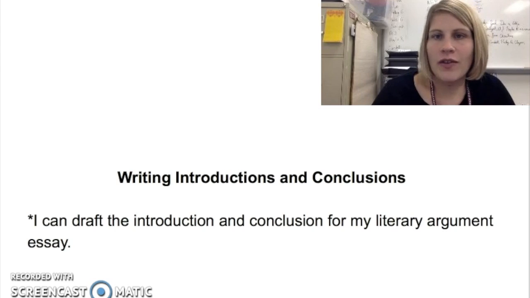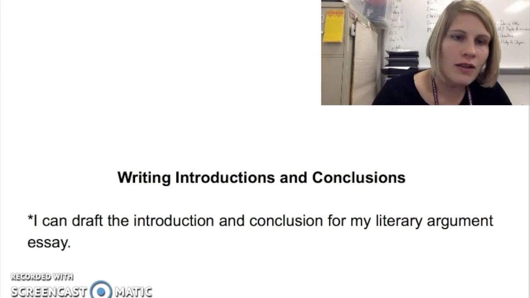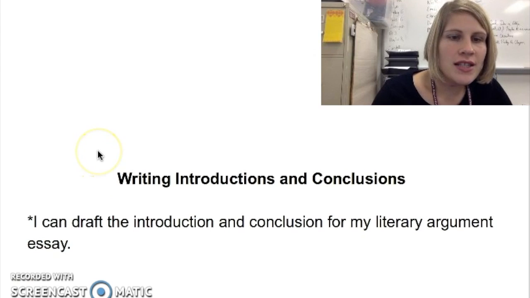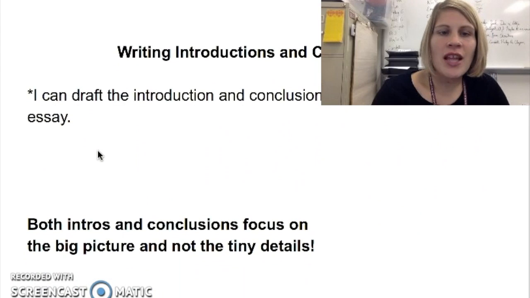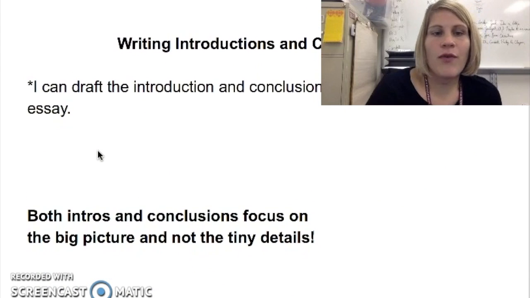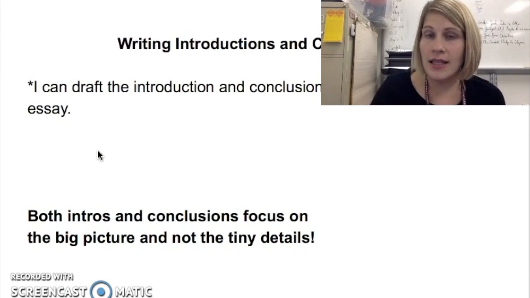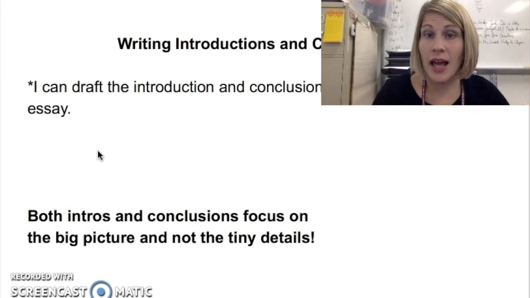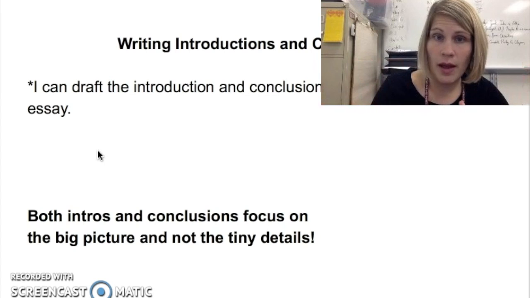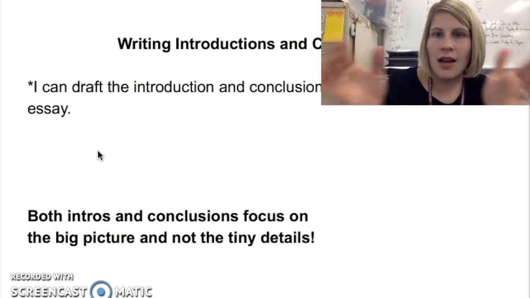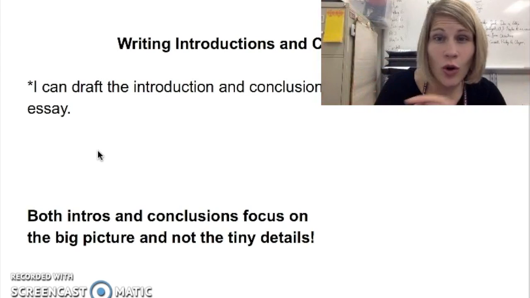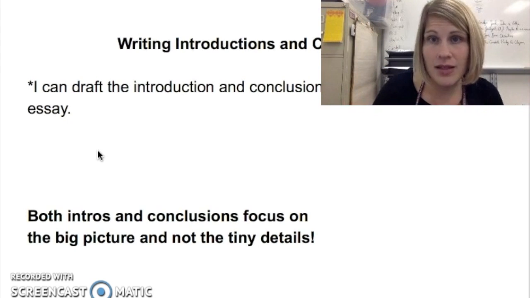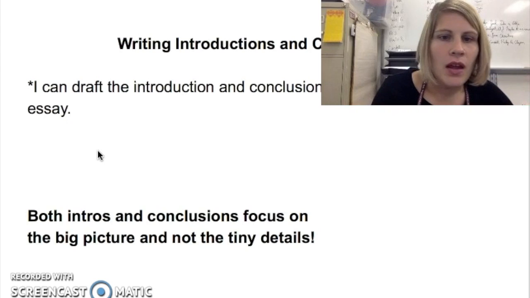We'll also be using all the standards that we've been doing about writing and the conventions of writing and all of that good stuff. To start, I want to mention that both intros and conclusions focus on the big picture and not on the tiny details. Our body paragraphs were filled with little details to support everything you said, and you used text evidence to support them. Your introduction and your conclusion are going to focus on the big picture, so don't start filling it up with details. Save that for your body.